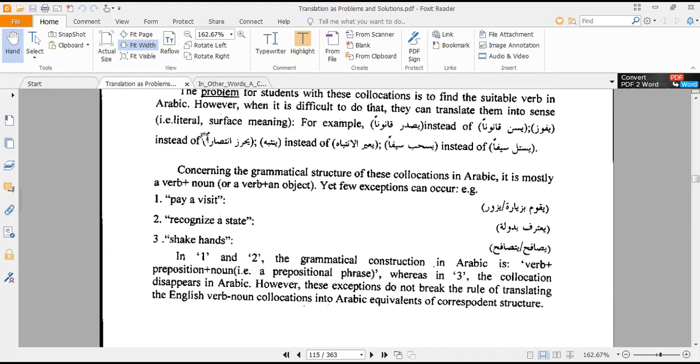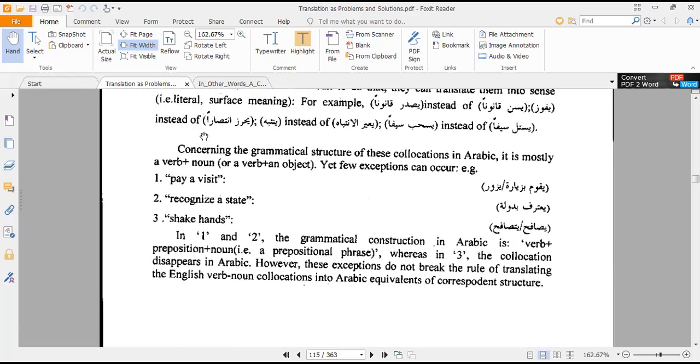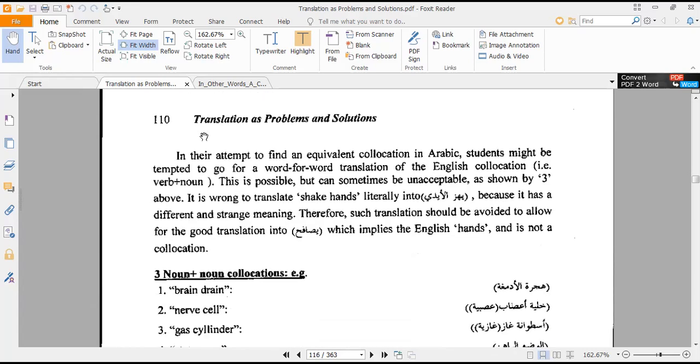Shake hands is a collocation in English. It can be rendered into a verb يصافح and that's enough. So يصافح is not a collocation, it is only a verb. In this way, collocations are not necessarily translated literally, and it is not necessary to translate a collocation into another collocation. The most important thing is to convey the intended meaning.